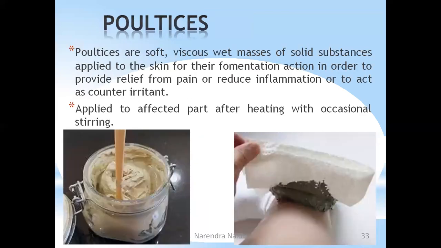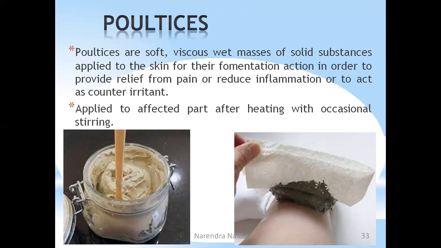Next, poultices. So what are poultices? Poultices are soft, viscous, wet masses. You can see the poultices there. Multan, you call it multani mitti. Some multani mitti will be available as a poultice. So poultices are soft, viscous, wet masses of solid substances which can be applied to the skin for the fermentation and fomentation action in order to provide relief from pain, or to reduce inflammation, or to act as a counter irritant.